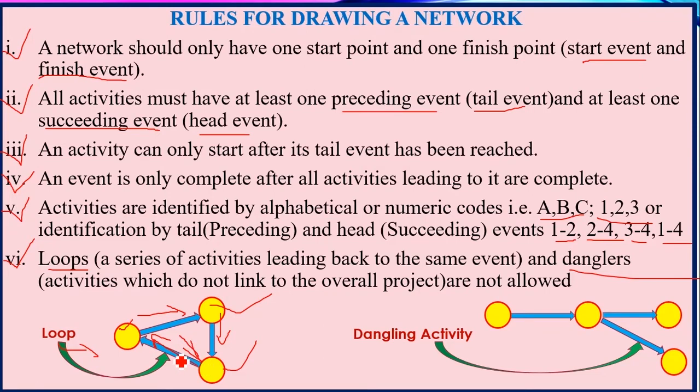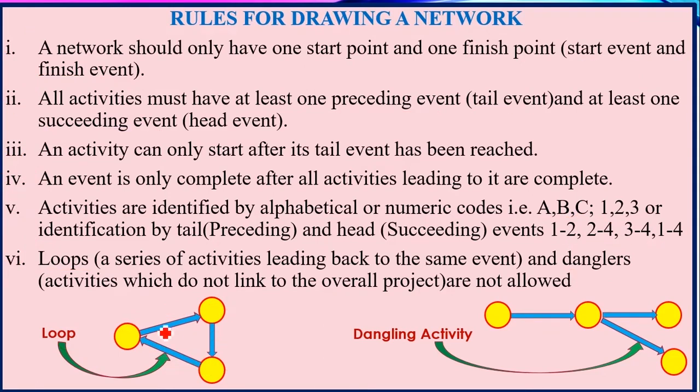And in this particular case, this arrow here is not supposed to face this direction, but is supposed to be facing forward. So when an arrow is going backward like this, that is an activity going back. That is what you're calling a loop, and it's not allowed when it comes to drawing of network.